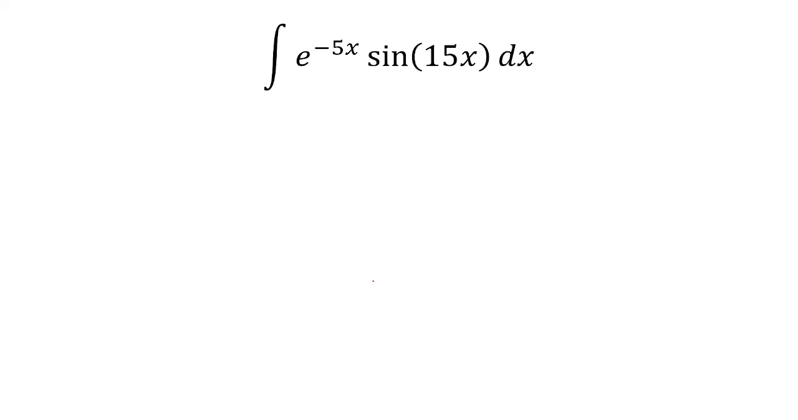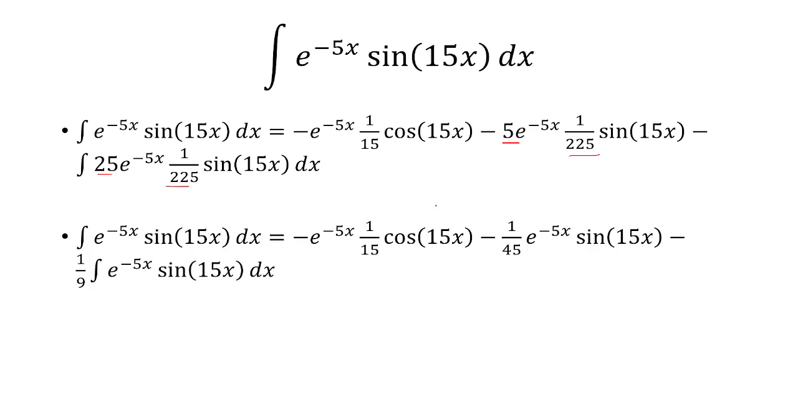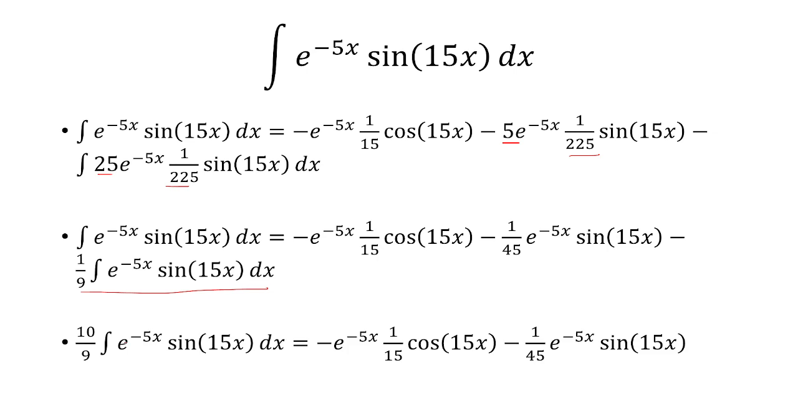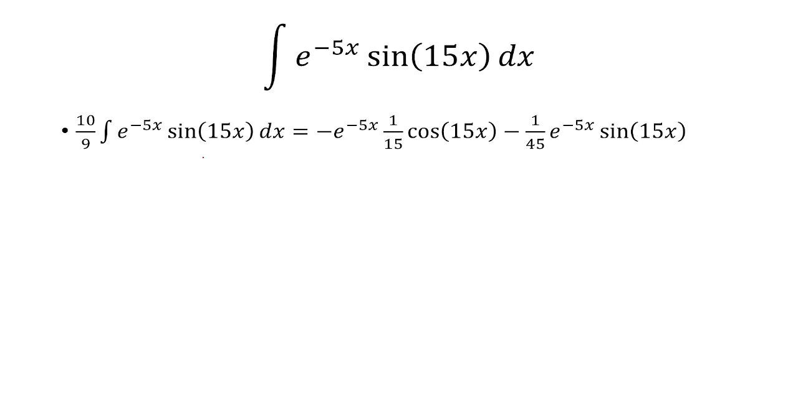Okay. Now we can simplify. So we have 5 over 225, 25 over 225. So that simplifies to 1 over 45 and 1/9. Now we can add both sides by 1/9 times the integral of e to the negative 5x sine of 15x to get 10/9 of that integral. So in order to solve for that integral, I have to multiply both sides by 9 over 10.